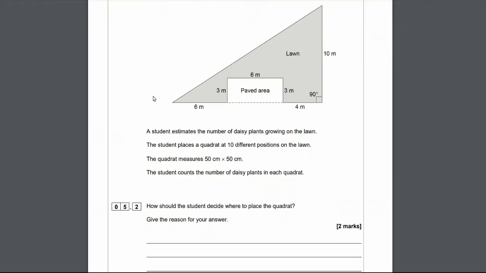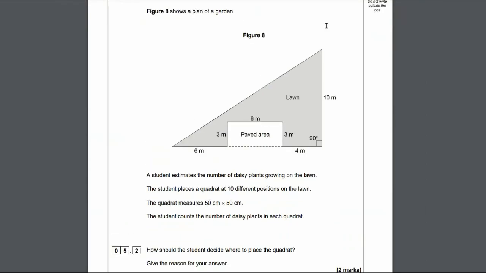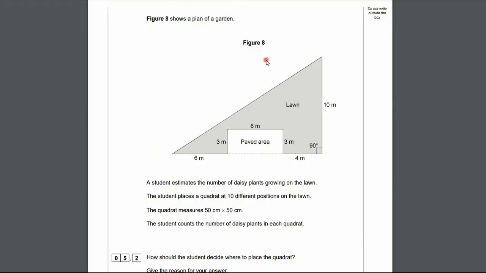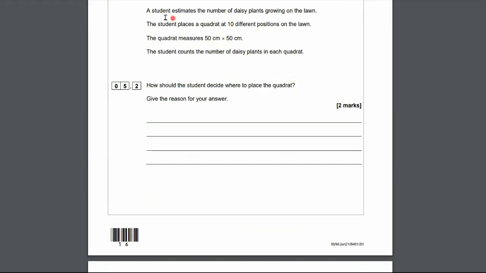Now, we've got a bit of a difficult question here, which involves a bit of maths and a bit of quadrating. So let's get into it. A student estimates the number of daisy plants growing on the lawn. Figure 8 here shows a plan of the lawn. The student places a quadrat at 10 different positions on the lawn. The quadrat measures 50 centimetres times 50 centimetres. The student counts the number of daisy plants in each quadrat. How should the student decide where to place the quadrats?